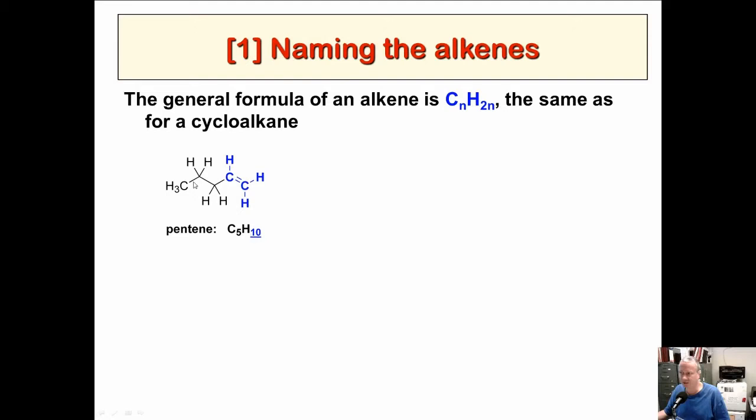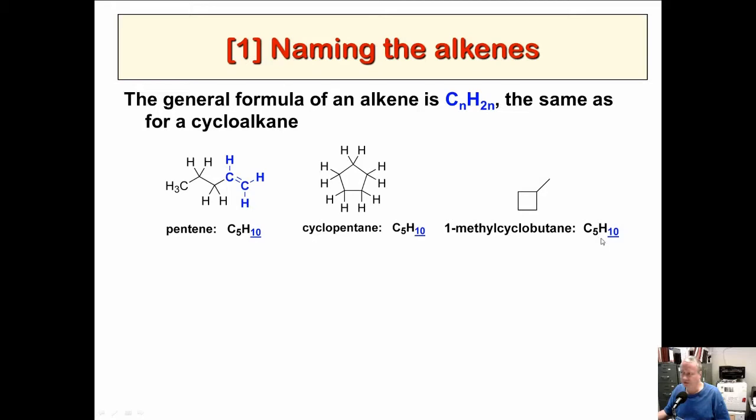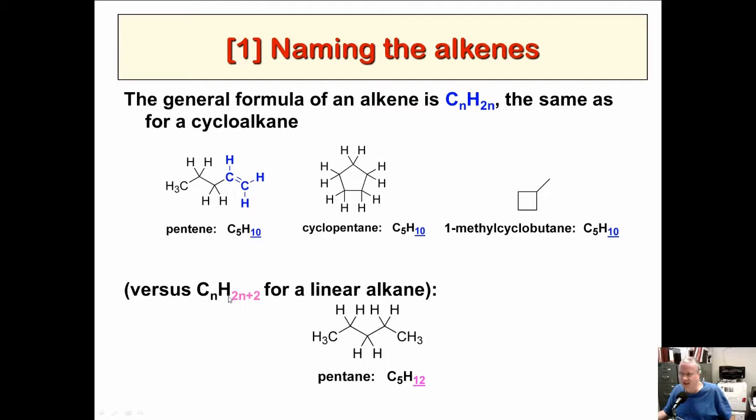Five carbons, 1, 2, 3, 4, 5, and it's 10 hydrogens, right? Cyclopentane is also C5H10. 1-methylcyclobutane is also C5H10. So if you have a ring or a double bond, it's like you have a reduction of two hydrogen atoms, right? Okay, so versus CnH2n+2 for a normal alkane like pentane.